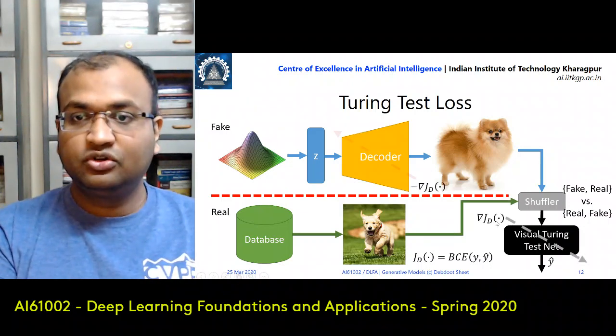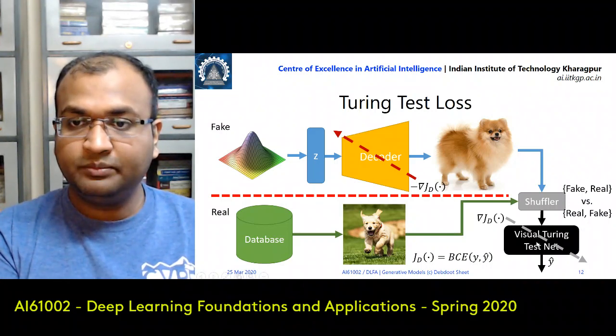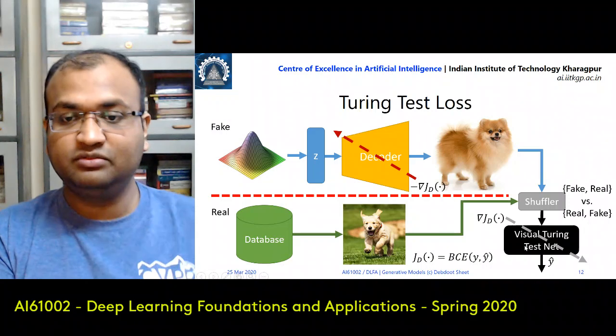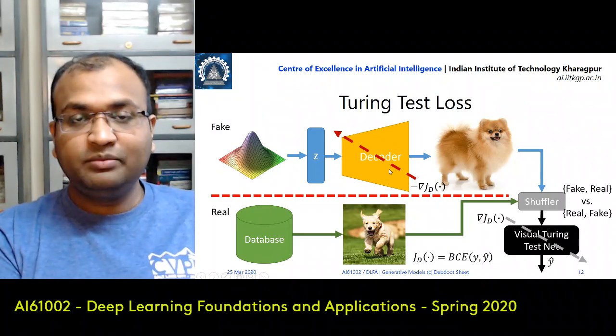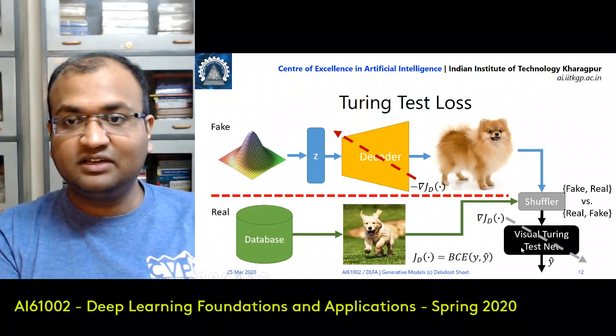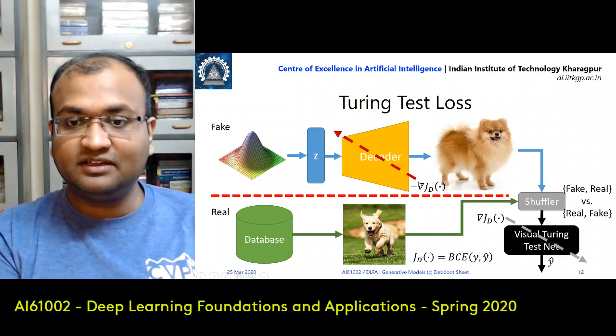Okay, so now your update mechanism will be: you will try to make this Turing test better and better, so that will follow a gradient descent, whereas this decoder has to be made to go to a point where it will confuse this Turing test to the maximum. So this will follow a gradient ascent, and that's why the update will be with minus nabla JD.